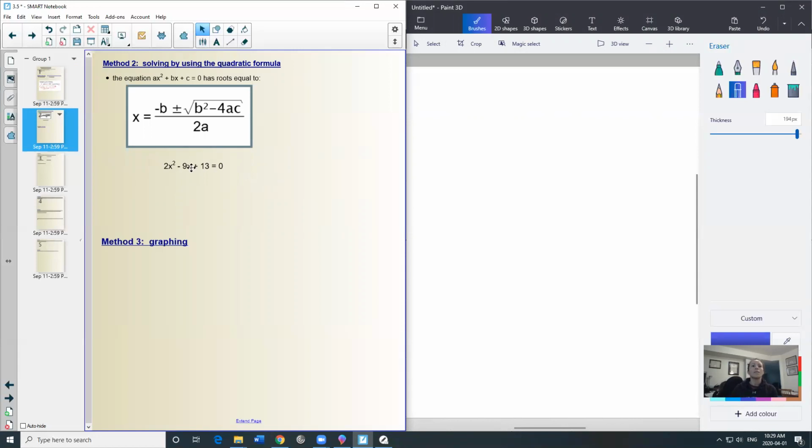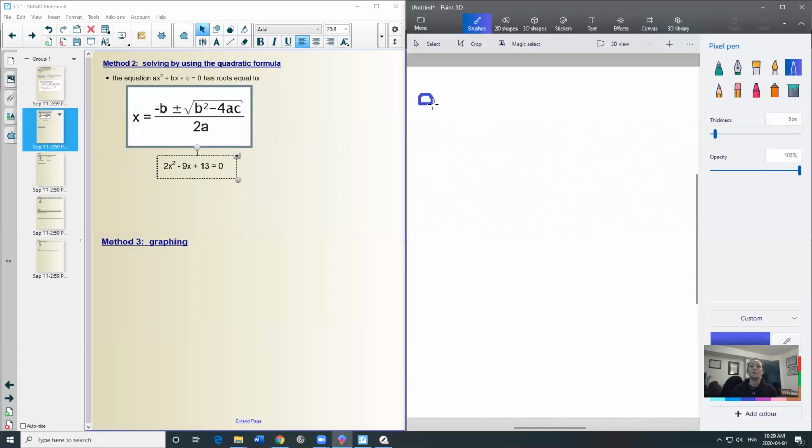So this is my quadratic. My a value is the number in front of the x squared, so my a value is 2. My b value is the number in front of just the x term. Look at the signs to make sure your values are correct. My b value is actually negative 9 here. And then my c value is 13, so c equals 13.